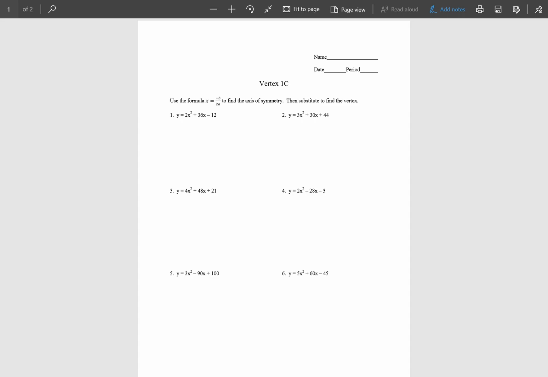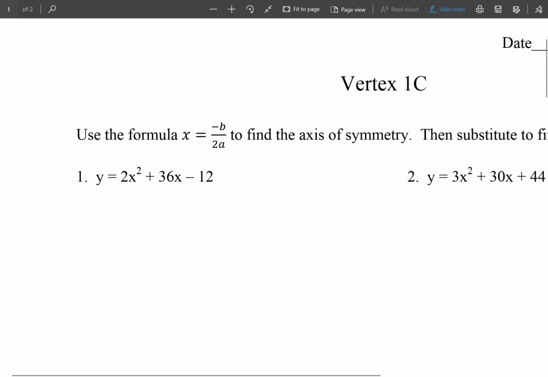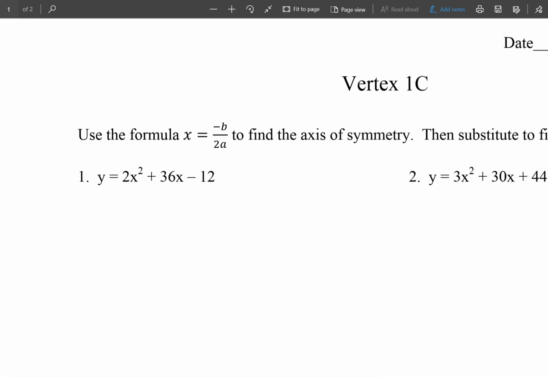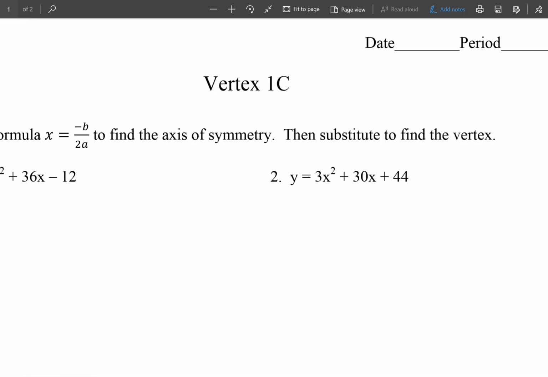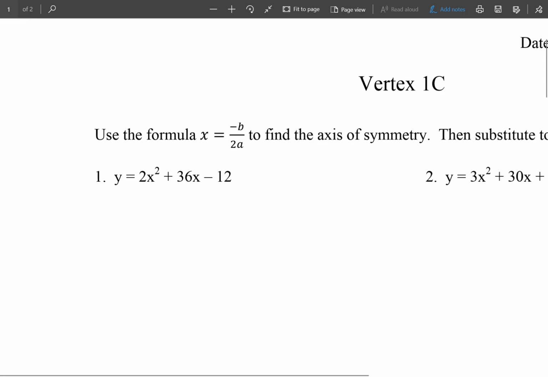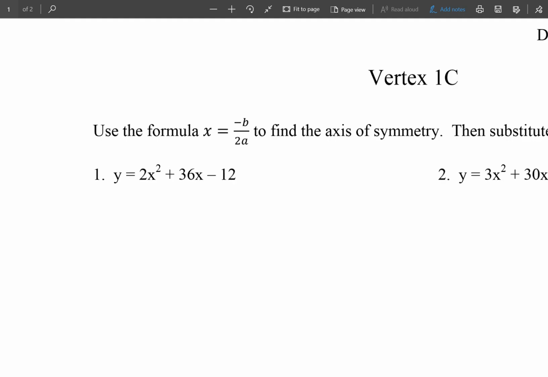I'm going to start off today going over problem 1 on the worksheet Vertex 1C for Algebra 1. So in this set of problems, it asked me to use the formula x equals negative b over 2a to find the axis of symmetry, then substitute to find the vertex. So let's make sure we do those things.